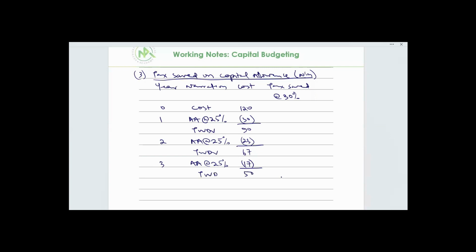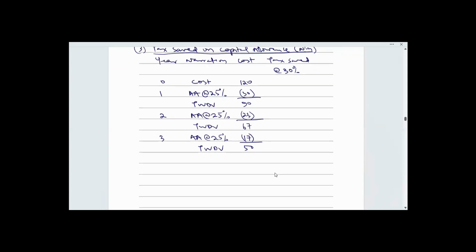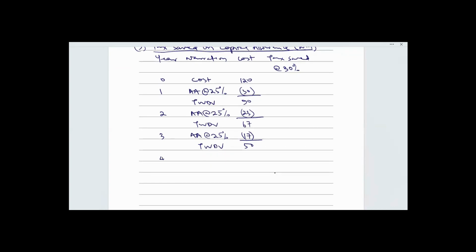Tax written down value at the end of year 3. I'll move to year 4. Annual allowance at 25%. What's 25% of 50? 13. 50 minus 13 will give me 37. So this is the tax written down value at the end of, what's the useful life of the project? 4 years.